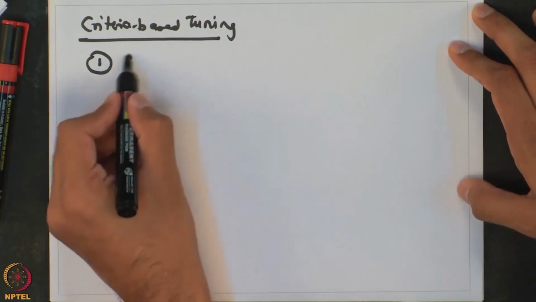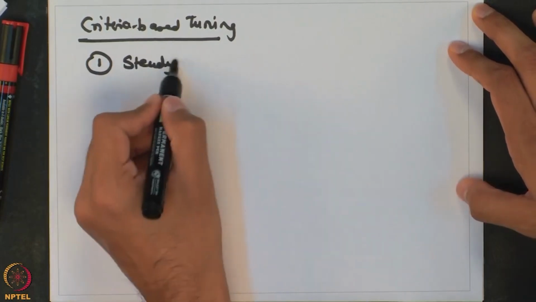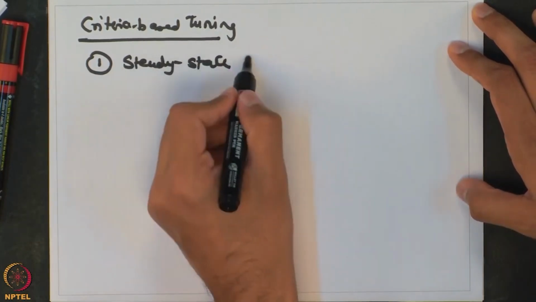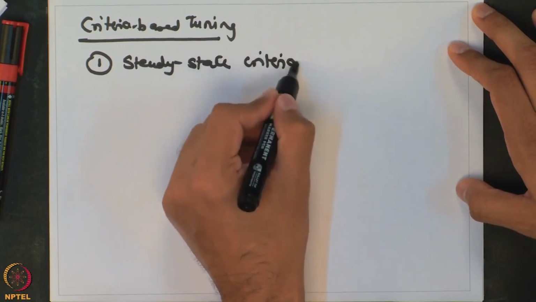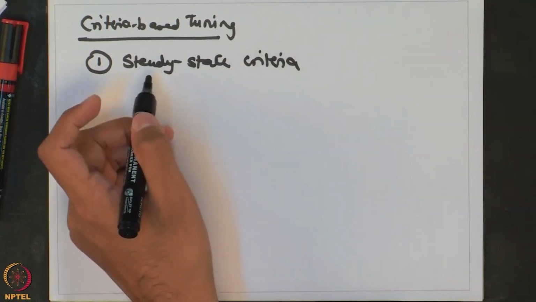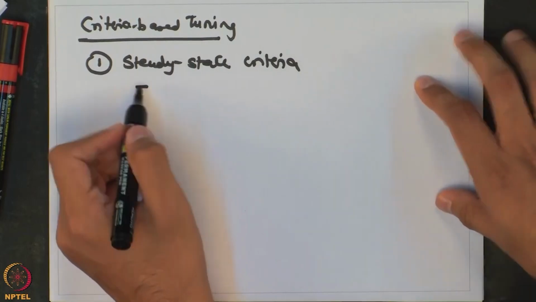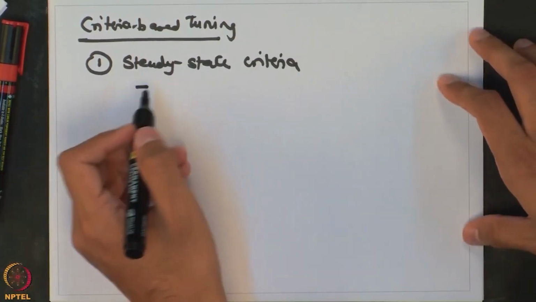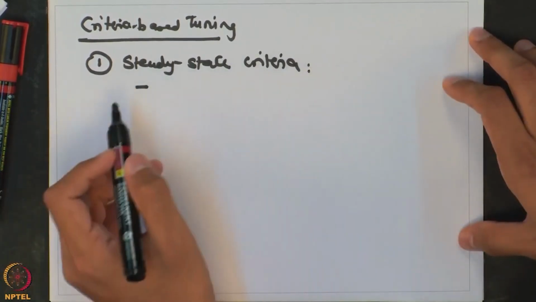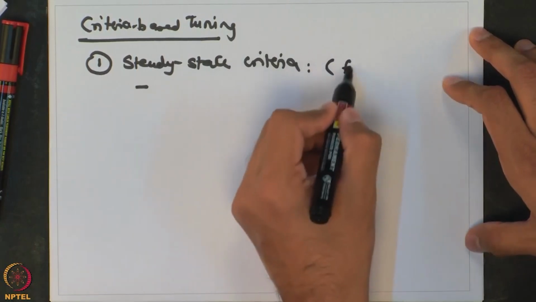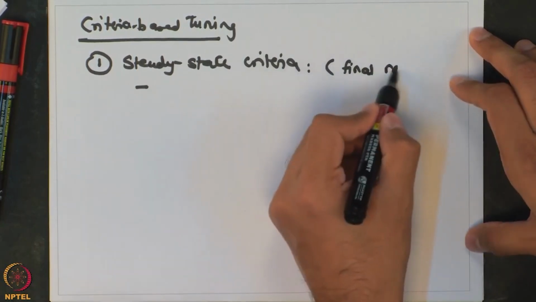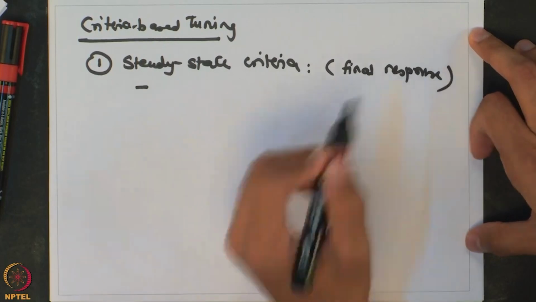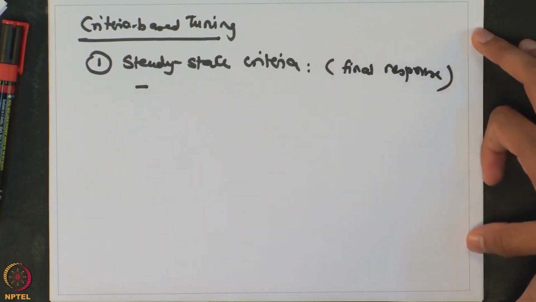The first type are known as the steady state criteria. The steady state criteria means you are only going to look at the final response of the system.